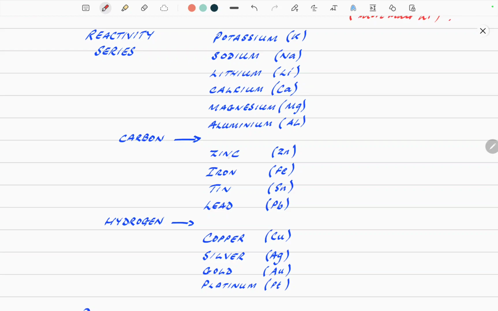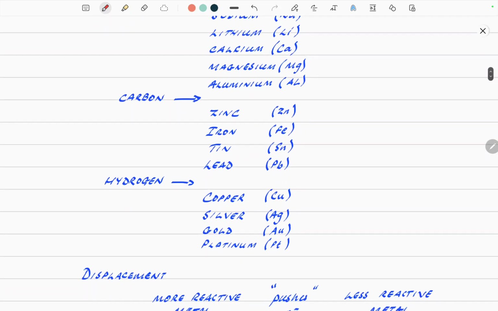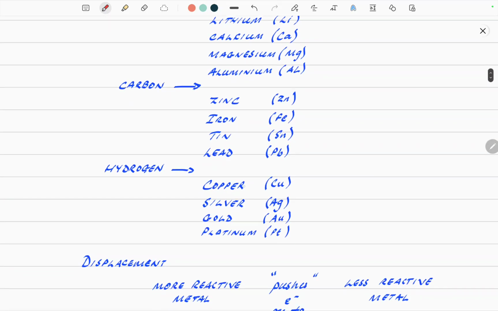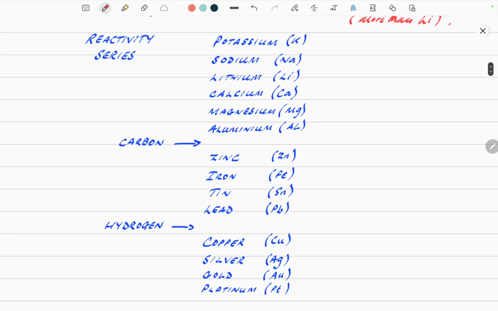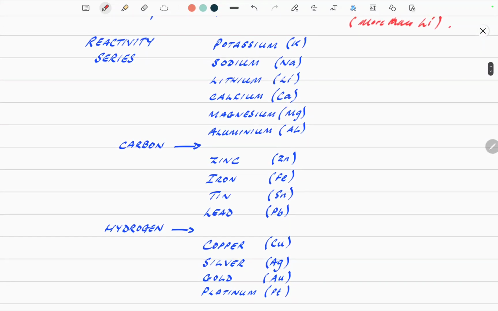The next block are zinc, iron, tin, and lead. I've included all those symbols just in case any of you have not seen a periodic table before. And there are a few, believe me. Last, the least reactive ones, after hydrogen: copper, silver, gold, and platinum. They do practically nothing as far as reaction goes. So that is what you need to know for your exams.